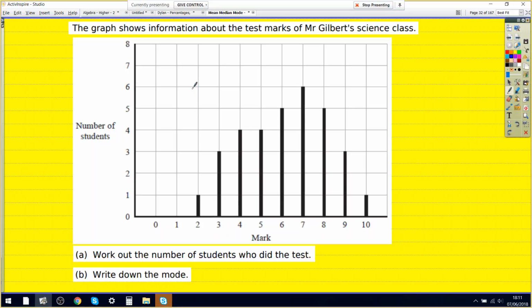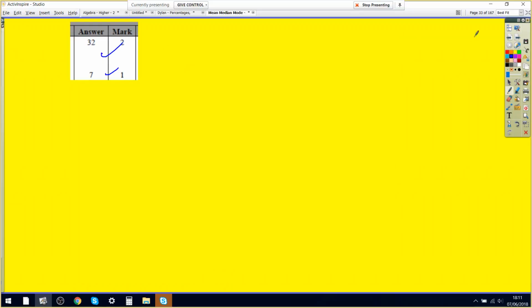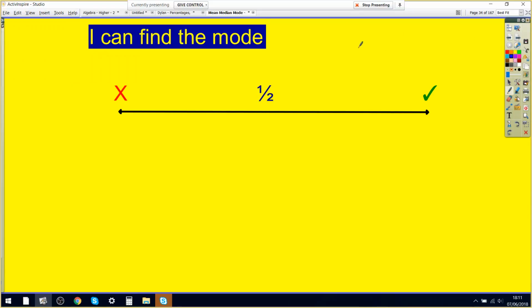$32. Did you do 1 plus? Okay, 32. And then what is the mode? 7. Mode is 7. That's it. 32 and 7. 2 marks and 1 mark. Okay, I can find the mode x a half or tick. Tick. Right.